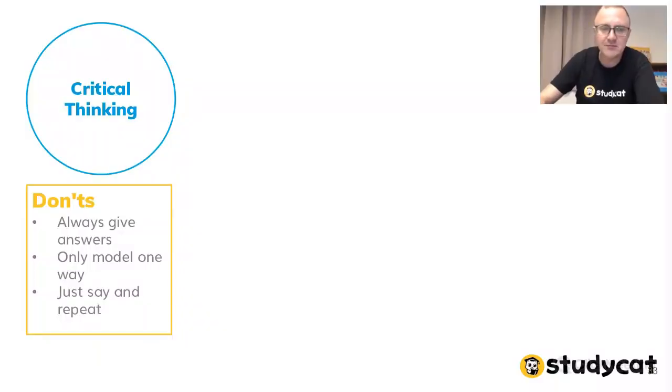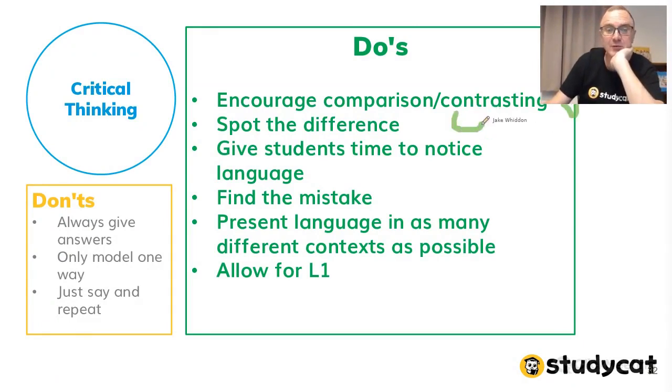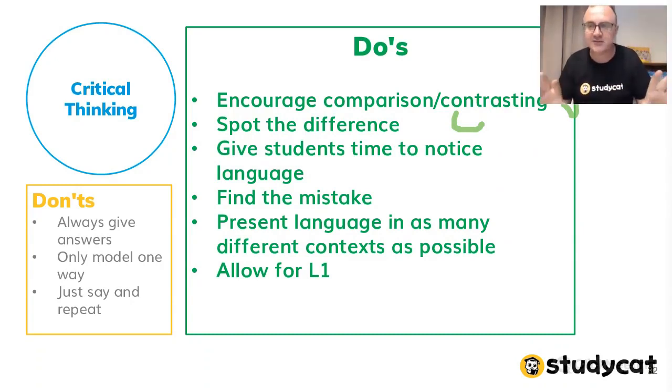So what we can be doing, the simple things to really develop critical thinking, are things like comparing and contrasting. Spot the difference is a great one, giving students time to notice. So if you give them a mistake and then say, okay, find the one with the mistake, that's perfect critical thinking. I've got to see this is right, this is wrong. I've got to decide which is correct and incorrect.